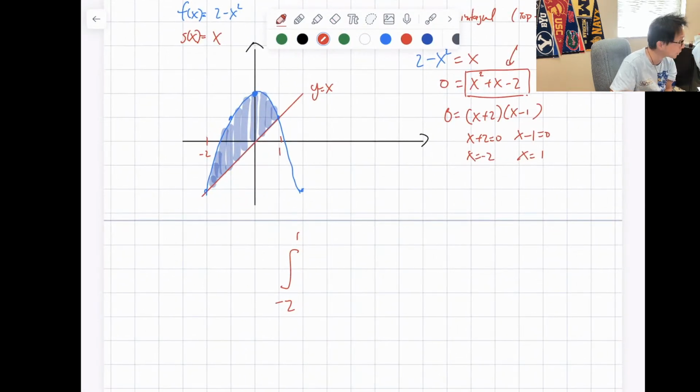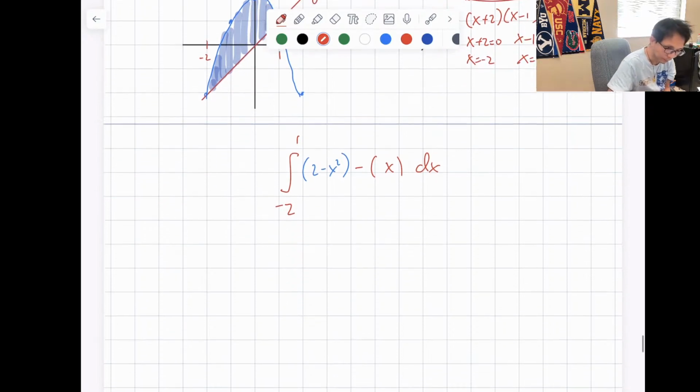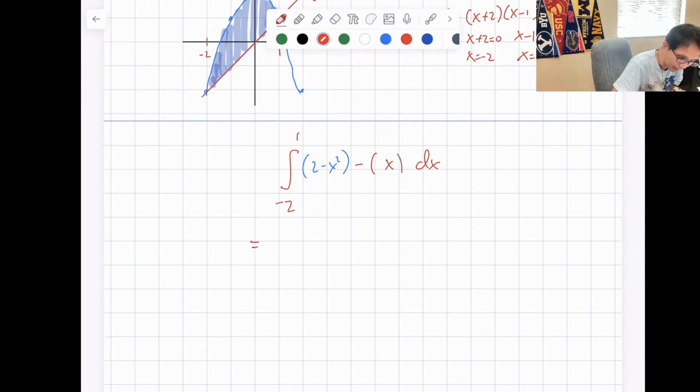I graph it and say, okay, negative 2 to 1. What is the top function? 2 minus x squared. I always put a parenthesis around it, and minus parenthesis x, dx. Even for x, I put a parenthesis. I get used to it, and I'm not going to make mistakes. Now I'm going to write this in descending order: negative x squared minus x plus 2 dx, because that's easier for me to take the integral.